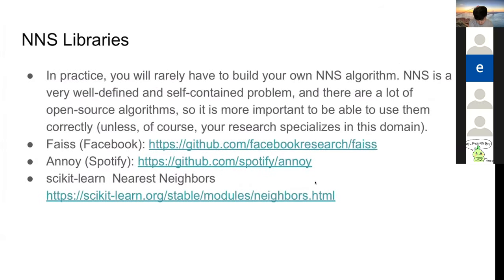And NNS is a very popular task that a lot of people need in many different scenarios, not just NLP and not just K, but also image search.